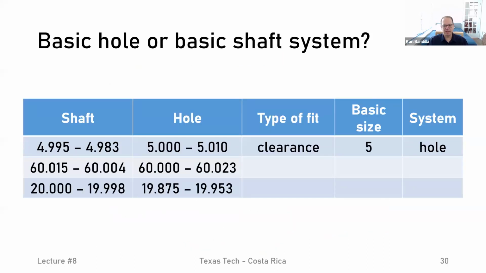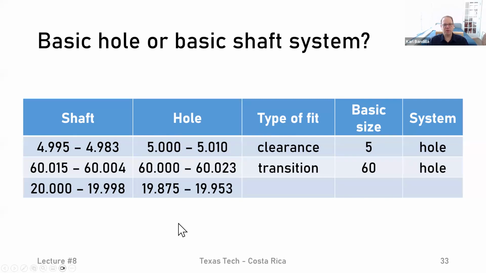Right, so if we go back to where we were, in this case one of the limits of the hole was the basic size, so that's why it's a hole-based system. Here again, the hole had the basic size as one of its limits, so it's a hole system. Does that make more sense now? That's really pretty straightforward. Once you have it, you have it. All right, so now how about the next one?